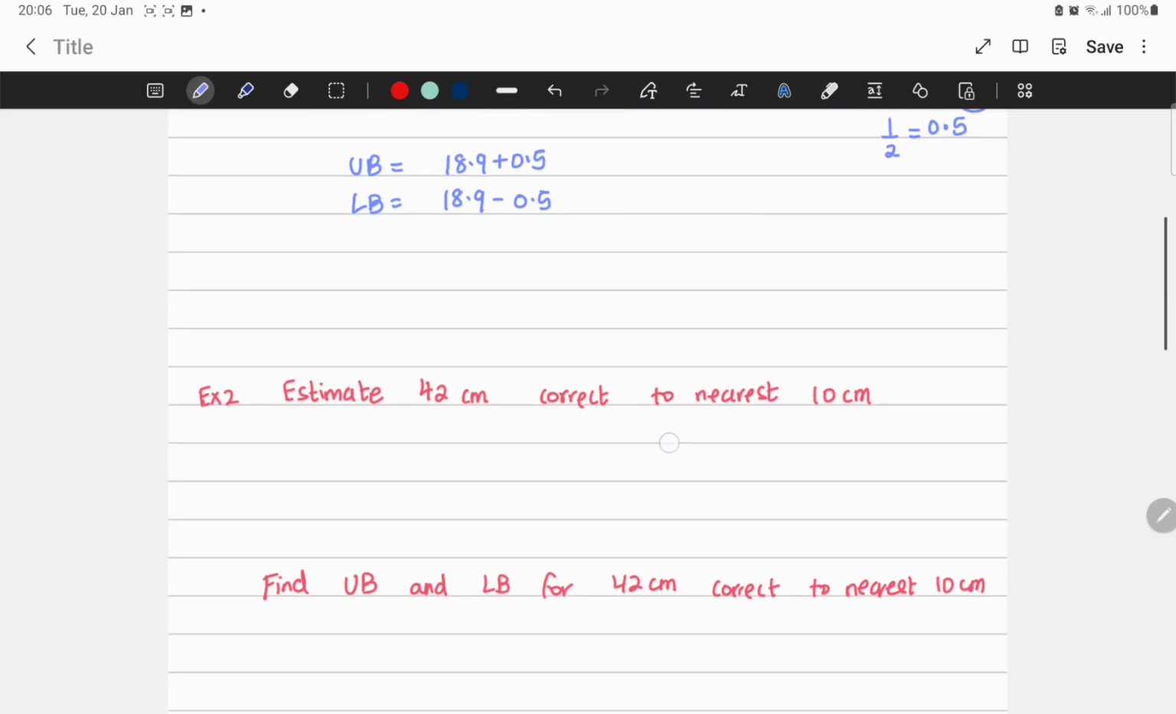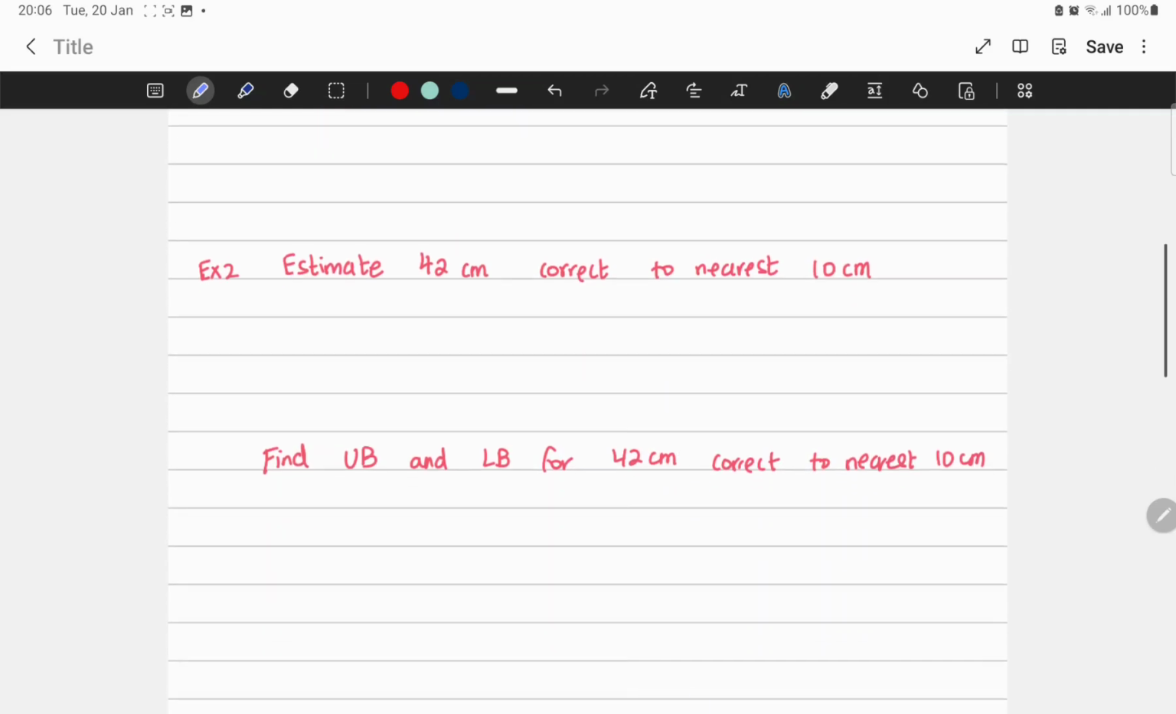I'm going to take a second example. Let's look at 42 cm, correct to nearest 10 cm. So 10 cm means 42 lies between two numbers, which is correct to the nearest 10 cm. So we are talking about 40 and 50. And it is closer to 40 because it ends with 2. So in this case, 42 cm correct to nearest 10 cm just becomes 40 cm.